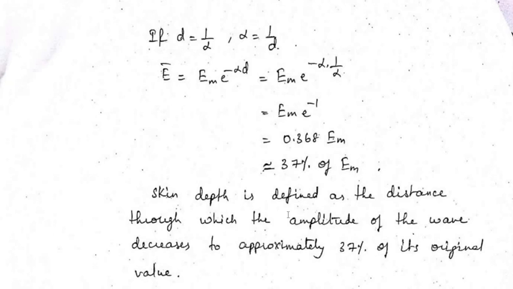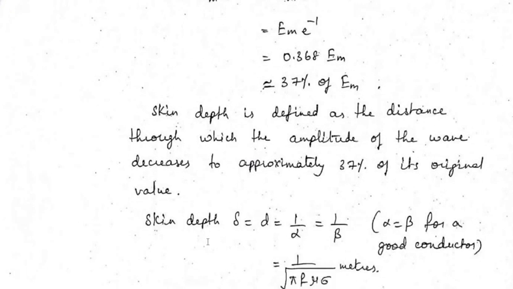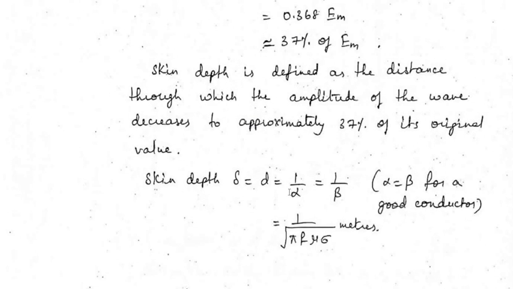That means the skin depth is the distance at which the amplitude of the wave decreases to approximately 37% of its original value. So for a good conductor, alpha and beta are the same. So d is also equal to 1 by alpha, which is also equal to 1 by beta. This is the expression we got for alpha and beta. So we can write the skin depth in a good conductor is also equal to 1 by square root of pi f mu sigma meters.